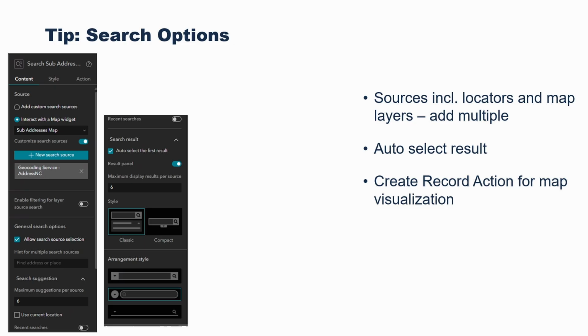One thing that I would suggest, if you find yourself, when you're using it, having to click too many times, if you use this auto select the first result, it kind of selects that first time and you don't have to click as much.